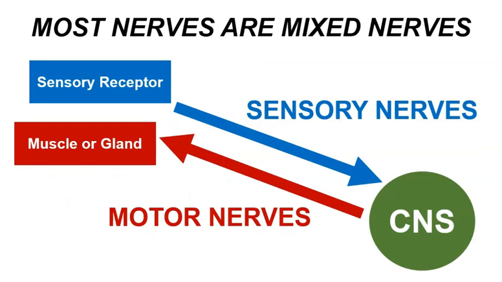In the human body, there are only a handful of nerves that are purely sensory nerves or purely motor nerves. The majority of the nerves in the body are what are referred to as mixed nerves. That is, some of the neurons in that nerve will be carrying sensory information, and other neurons within that nerve will be carrying motor information. All 31 pairs of the spinal nerves and 4 of the cranial nerves are mixed nerves.